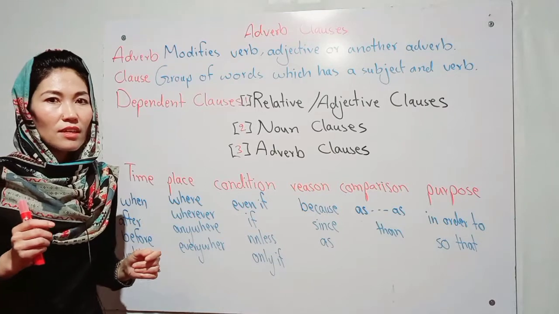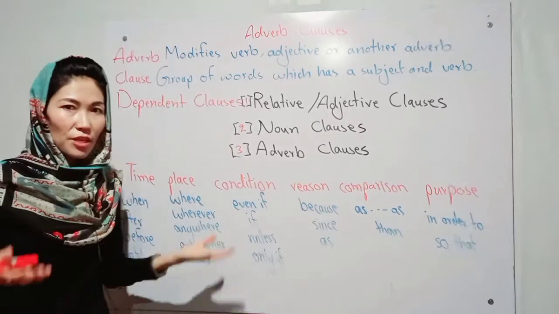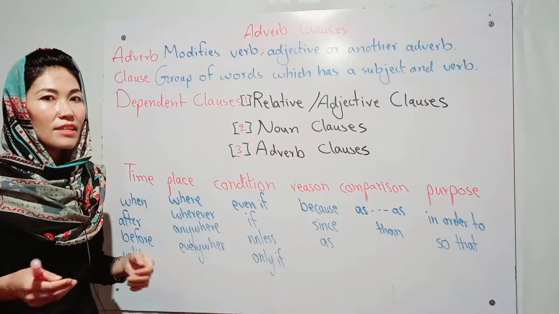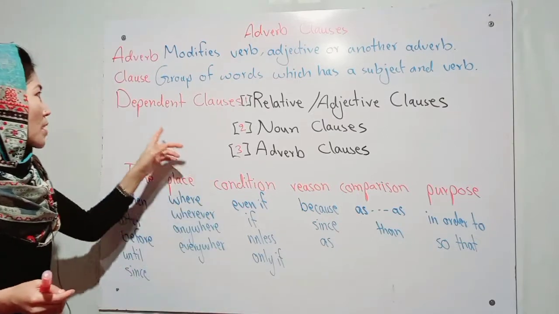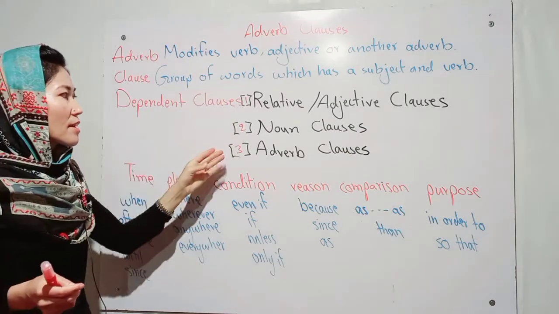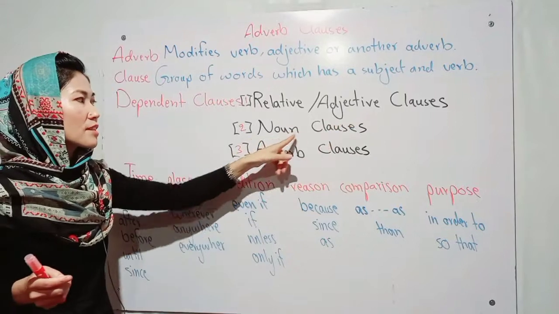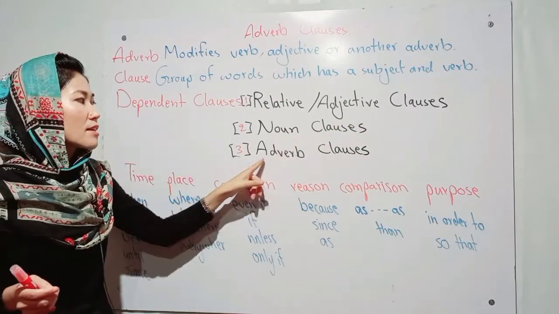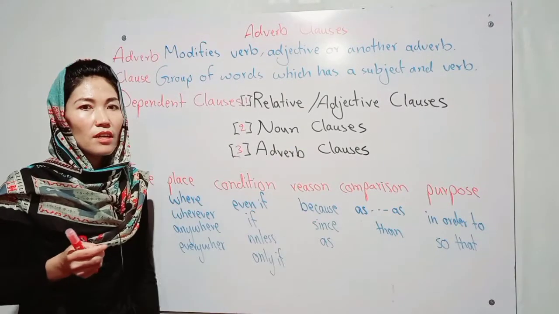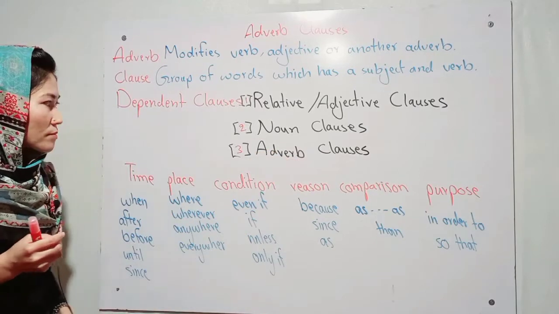A clause is mainly divided into two parts, dependent and independent clauses. We can say the independent or principal clause, and the dependent or subordinate clause. The dependent clauses have three kinds. The first kind, relative or adjective clauses. The second kind, noun clauses. And the third kind of dependent clauses is adverb clauses.